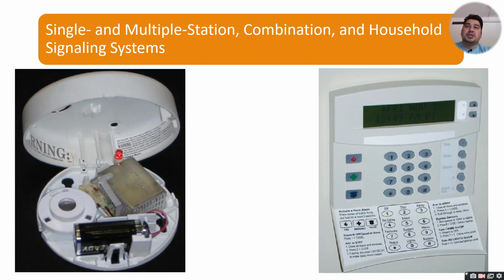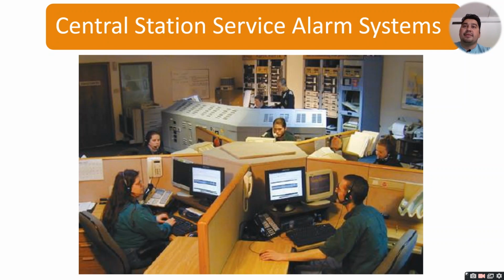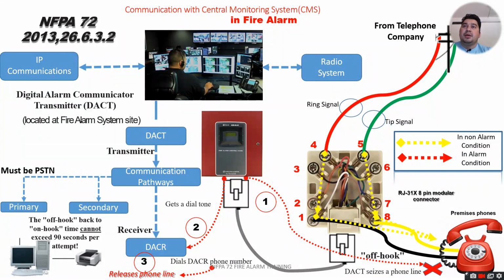So, single and multiple station combination and household signaling system. This is the single and multiple station, the household systems that are used for the fire alarm system. This is the central station service alarm system, the centralized fire alarm system. Now, communication with the central monitoring systems: how we can communicate in fire alarm central monitoring systems.